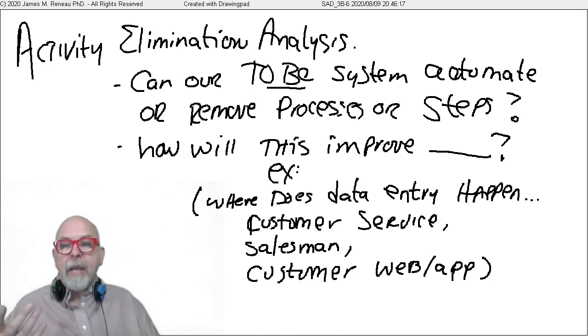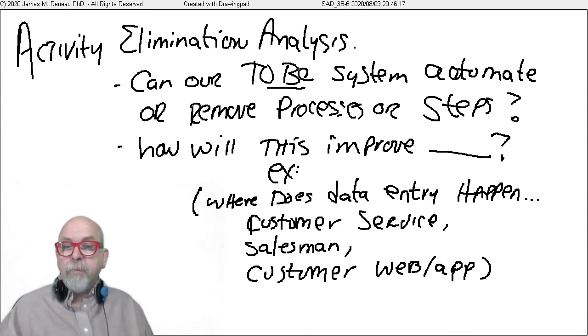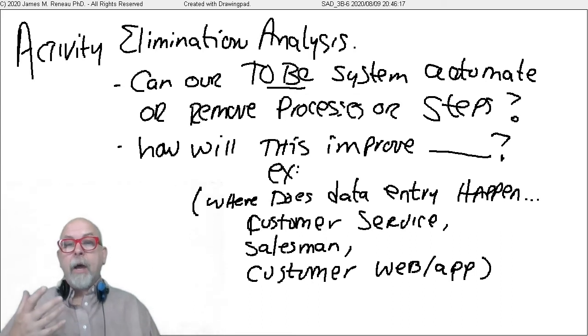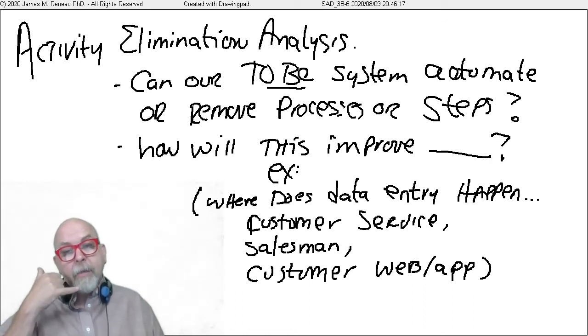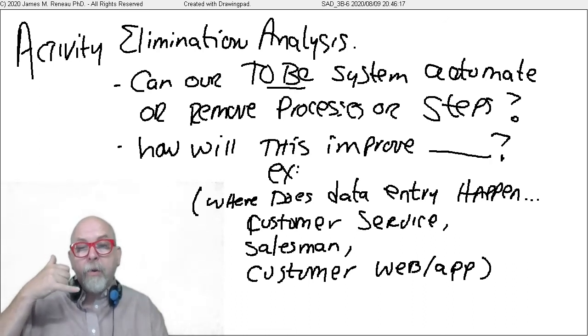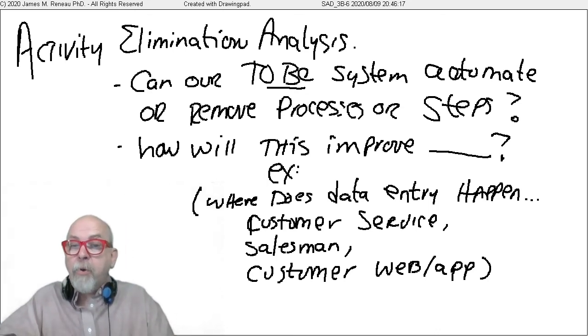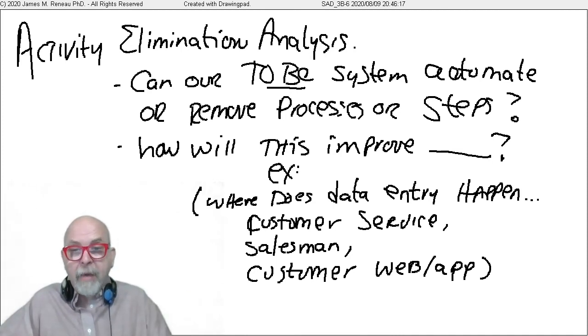One of the activity eliminations that I've seen in the last few years is data entry has moved from customer service or from the salesman all the way back to the customer. So if you want to place an order with Amazon, you don't call somebody, you don't contact a salesman, you don't tell them your address and your telephone and what you want to order and your credit card number on the phone, and they enter it in the system. What we've done is we've moved that to the customer. I sit down in front of the web browser, I enter all that information myself.